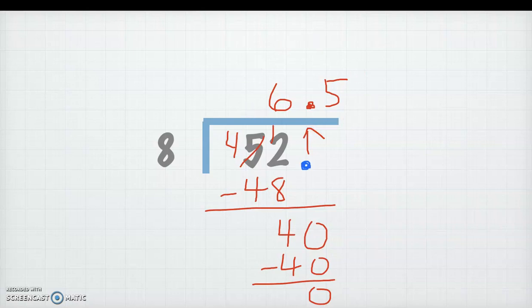Just remember to always add your imaginary decimal point and bring up your decimal point to your quotient. And whenever you're done dividing, remember you're not done because you can keep dividing by annexing zeros. So as you can see, I annexed a 0 right here and I kept dividing and I ended up having no remainder. Your class work for today is going to be page 277.